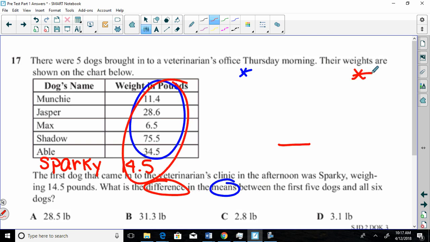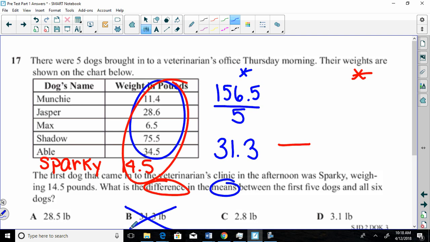So let's find the average of the first 5. So we add them all up, and you end up getting 156.5. And then we divide by how many there are. How many dogs are there? 5. And what answer do you end up getting? Oh, I got C. When you divide them, you end up getting 31.3. What do you notice is in the answer choices? 31.3. See, they're trying to trick us.